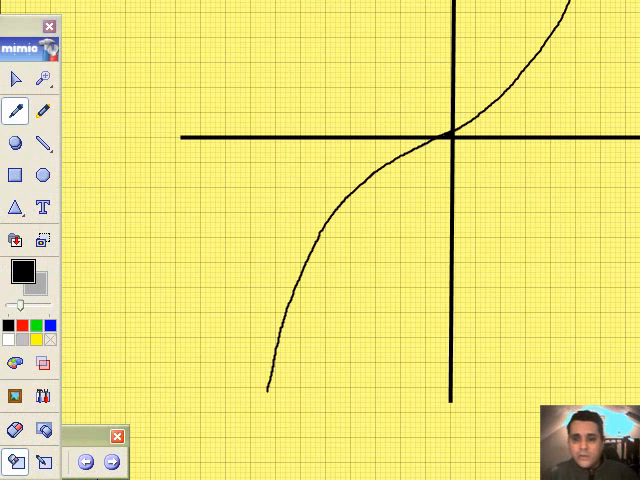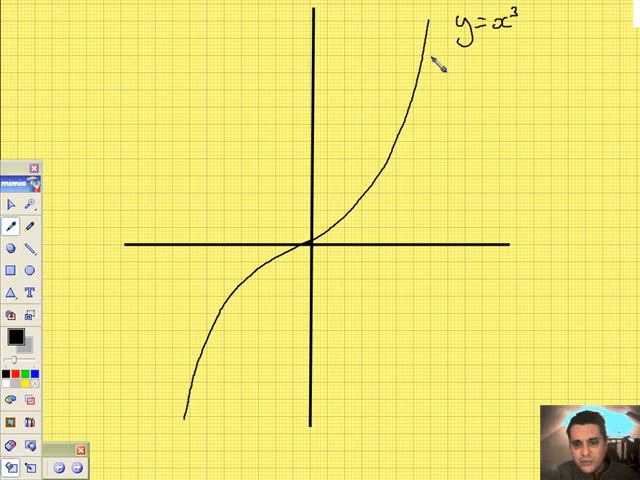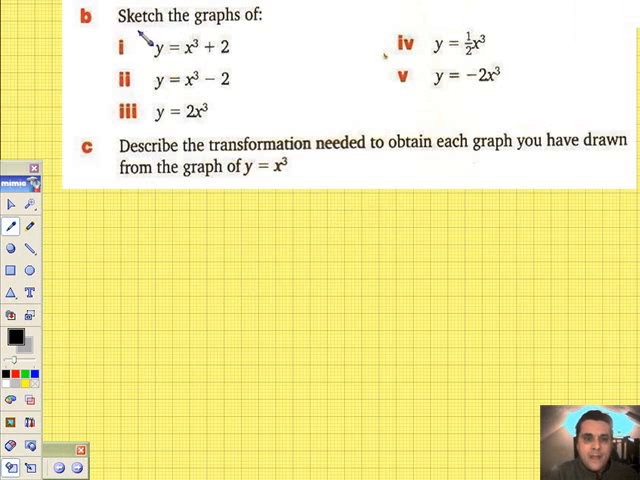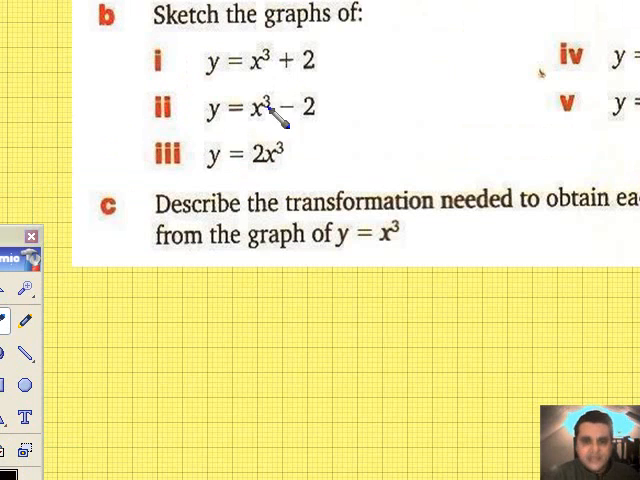Right, y equals x cubed, it's only a sketch. There it is, it's a characteristic beautiful shape, and there's a little kink in it around the point 0, 0, then up it goes again. That's it, so that's the sketch done. 1a. Now sketch the graphs of all these, so I've got 1, 2, 3, 4, 5 graphs.